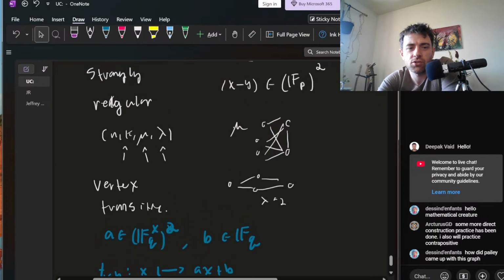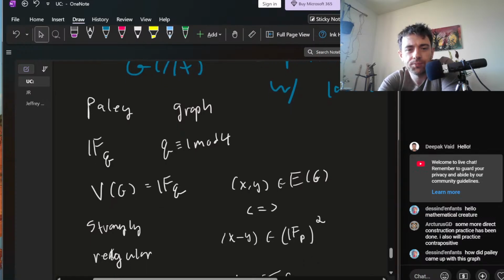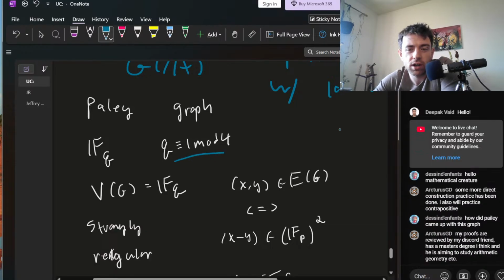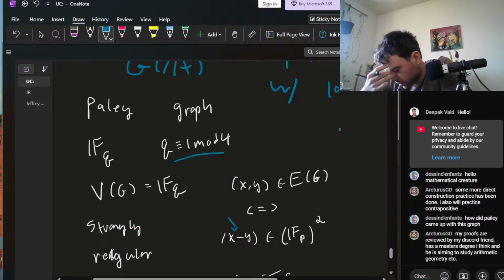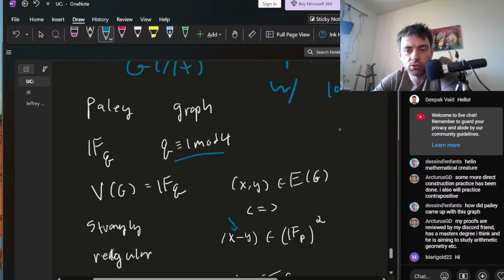How did he come up with this graph? I don't know. That's an interesting question. I mean, it's kind of a natural thing to consider, actually. Technically you don't need this condition, but you only get a directed graph otherwise, because this is symmetric. X minus y is a square if and only if y minus x is a square, if q is congruent to 1. But if q is congruent to 3, then you only get one or the other, so it'll be a directed graph in that case.